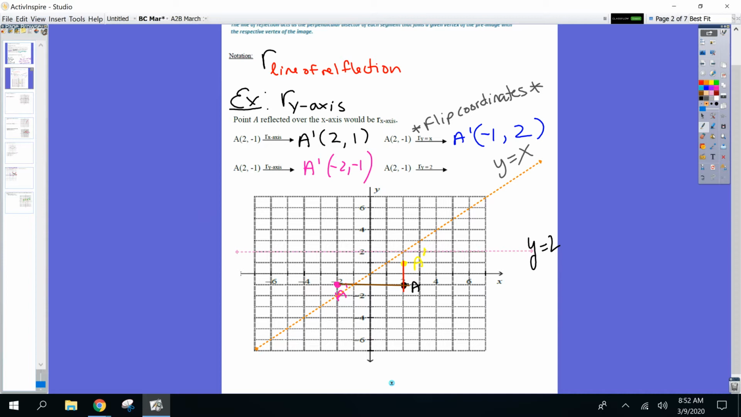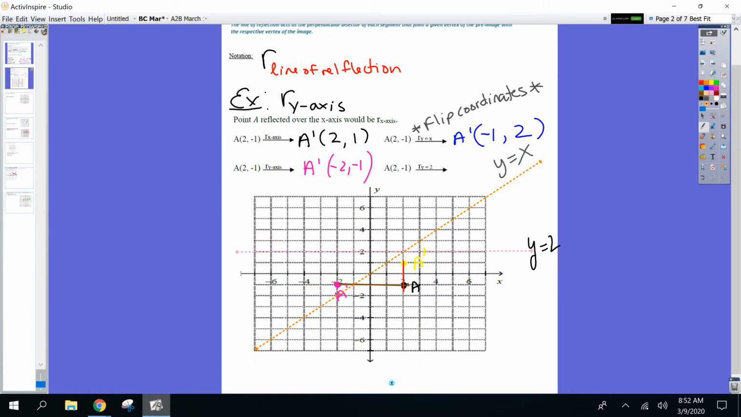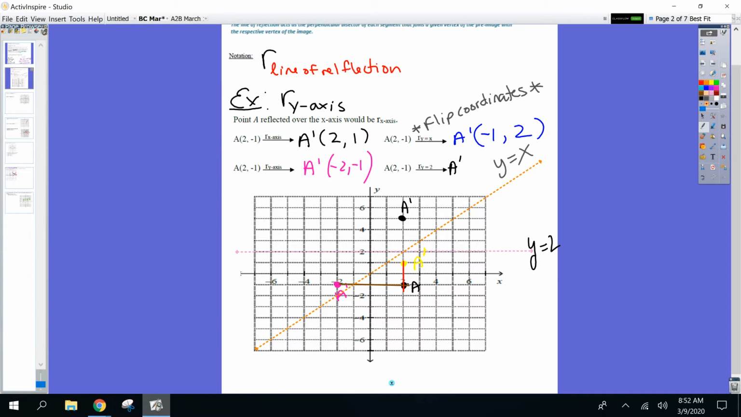Again, distance still preserved. How many units away is y equals 2 from point A? Count them for me. Here you go, 3. You go 3 in the other direction: 1, 2, 3. Here's A prime, which will be what coordinate for us? 2, 5.